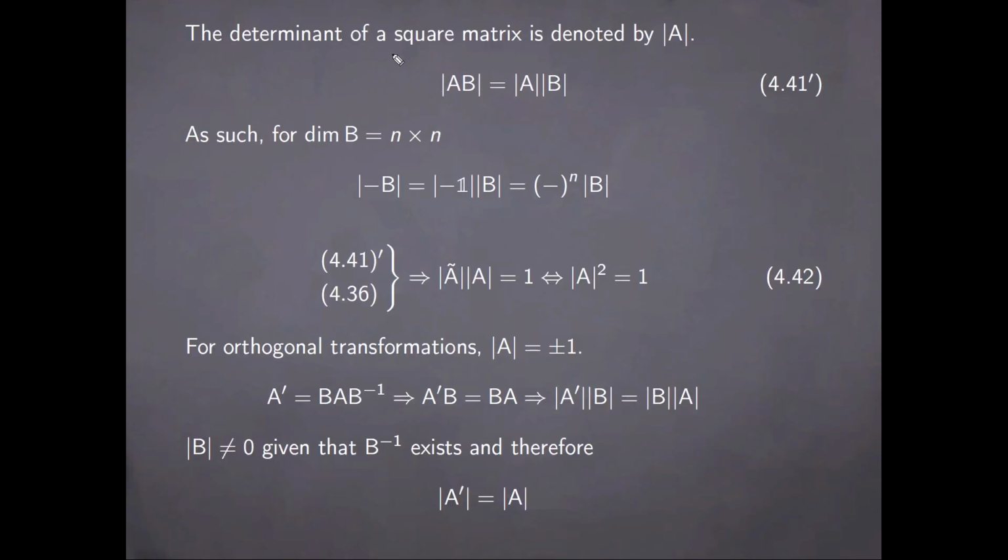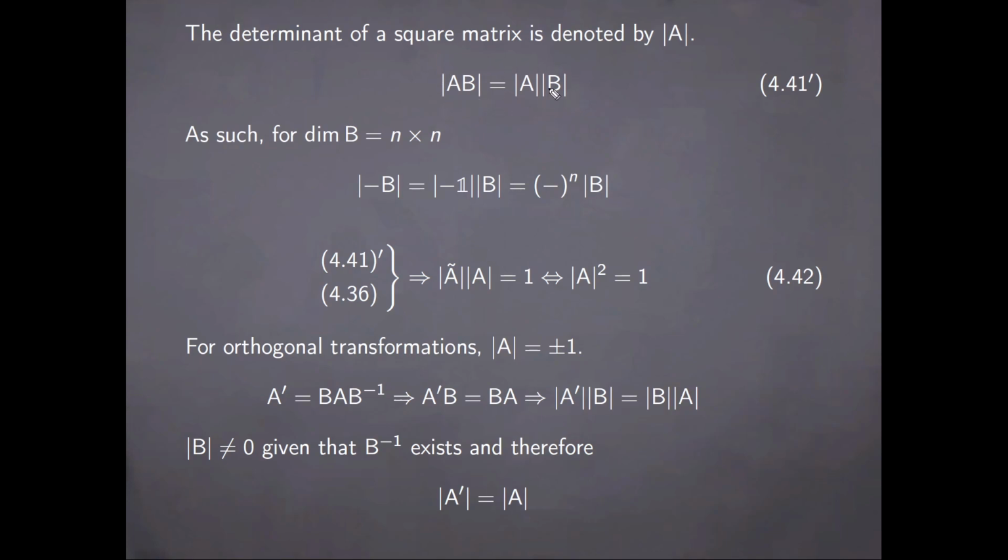The determinant of a square matrix is denoted by the symbol here, and one property that is important is that the determinant of a product of matrices is equal to the product of their determinants, and as such, if B is a square matrix of dimension n times n, the determinant of minus B is immediately given by the result here. So it's minus 1 to the power of n, where n is the dimension of the matrix, times its determinant.